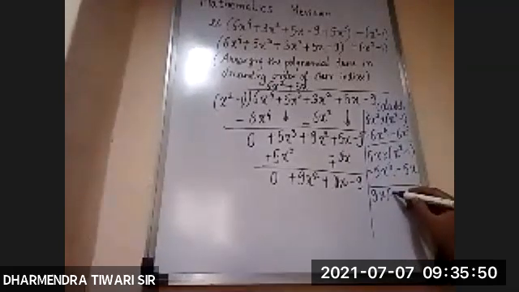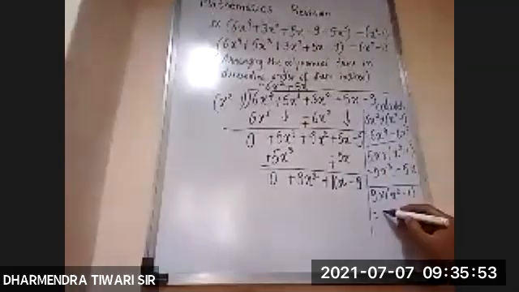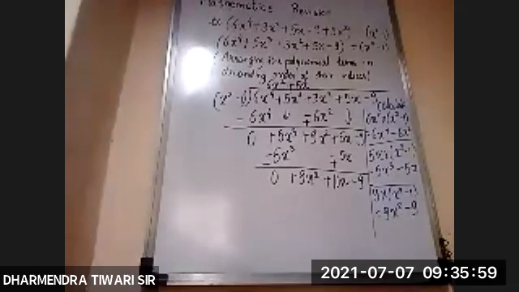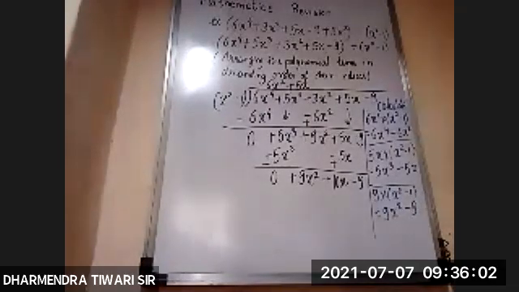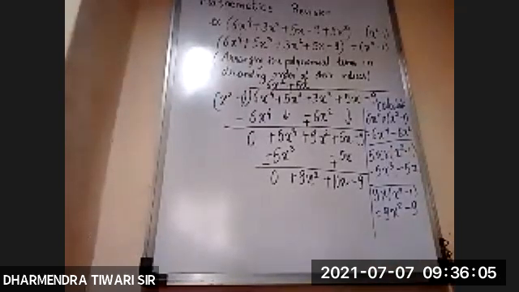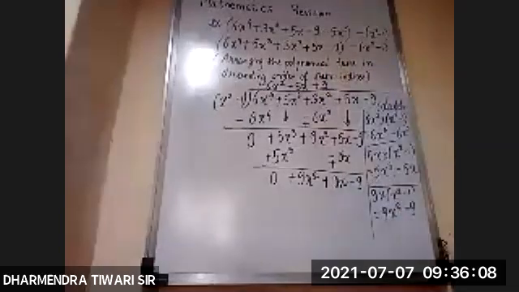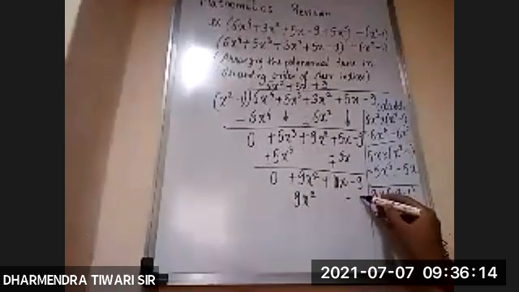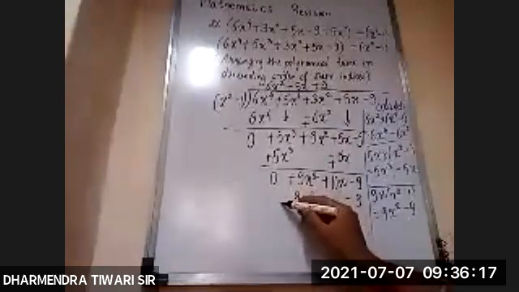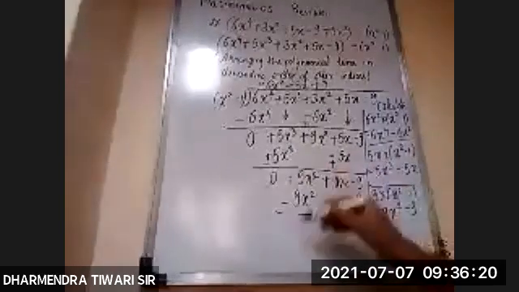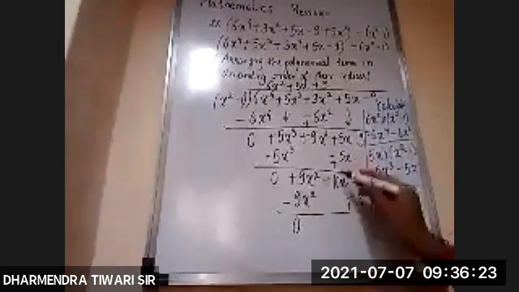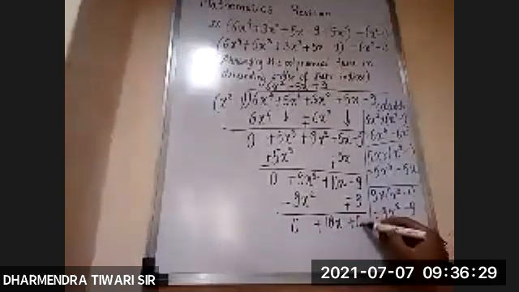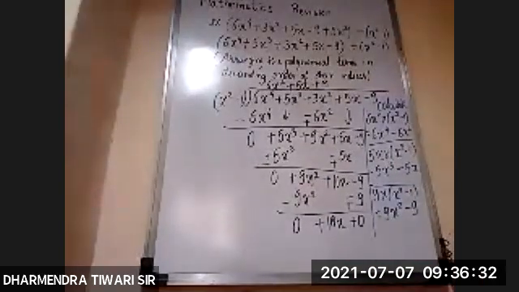And what should be my next term? 9. When 9 is multiplied to x square minus 1, we get 9x square minus 9. Multiplying by plus 9, we get 9x square and minus 9. So we take the terms with opposite sign: 0 here, plus 10x, and here it is 0. Plus and minus terms get cancelled out.